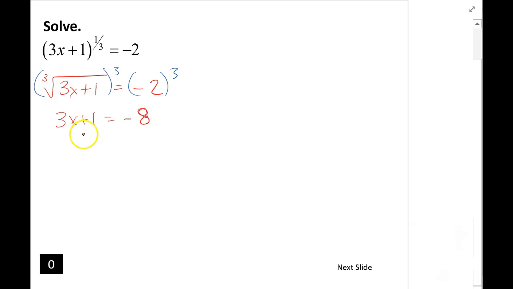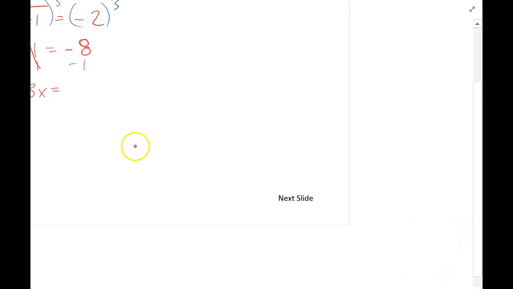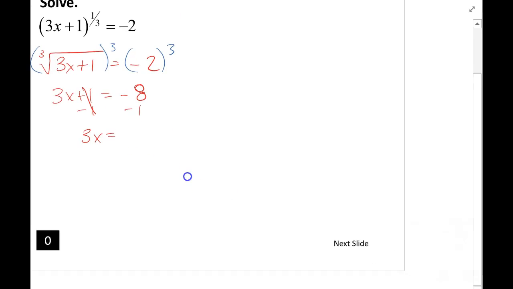Okay, so now just solve the equation like we did before. Minus 1 here, minus 1 here. 3x equals negative 9. And divide by 3. X equals negative 3. So the trickiest step is just to recognize that you need to convert this back to radical form. And once you do that, then the steps are pretty straightforward. Okay, and there's your answer.